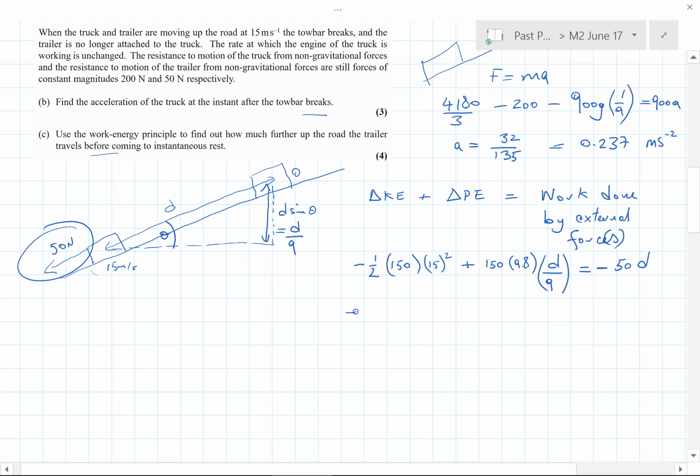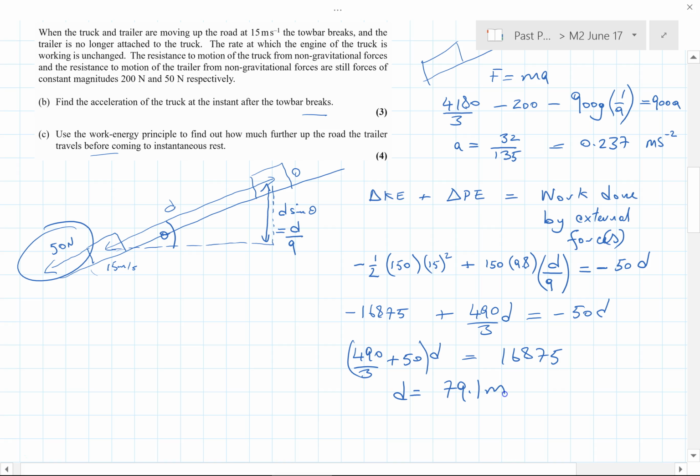Okay, so working each of these bits out, minus 16875 plus this bit here is equal to 490 over 3, d is equal to minus 50d. Rearranging this around a bit, we'll get 490 over 3 plus 50, d is equal to 16875. So dividing these two numbers together, we get D is equal to 79.1 meters.